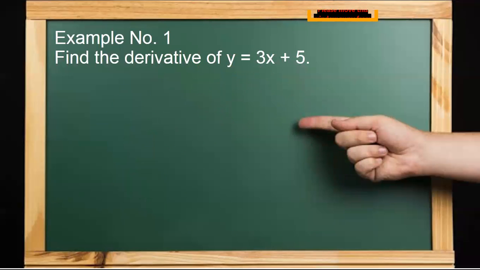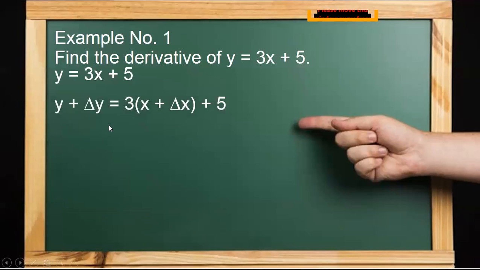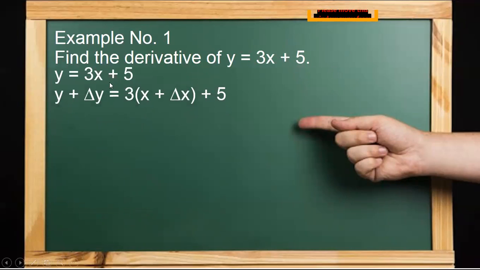So let's use it in an example. We're going to find the derivative of y equals 3x plus 5. We're going to rewrite the function. So we're going to do the first step. We're going to change y into y plus delta y and x into x plus delta x, as shown here. So y plus delta y is equal to 3 multiplied by the quantity x plus delta x, plus 5.